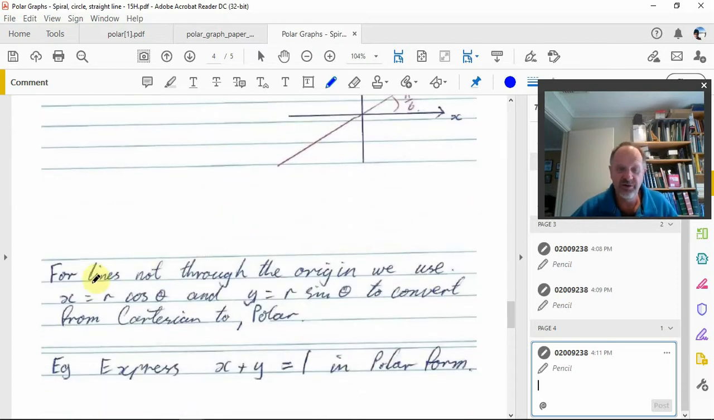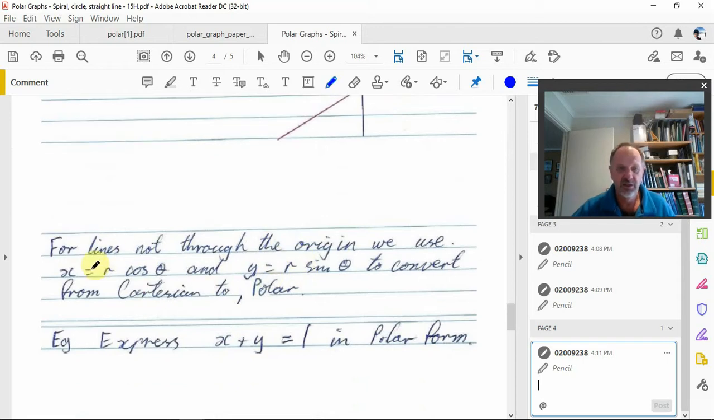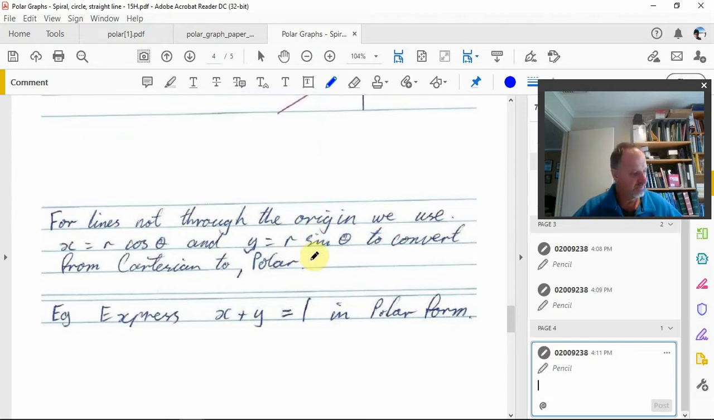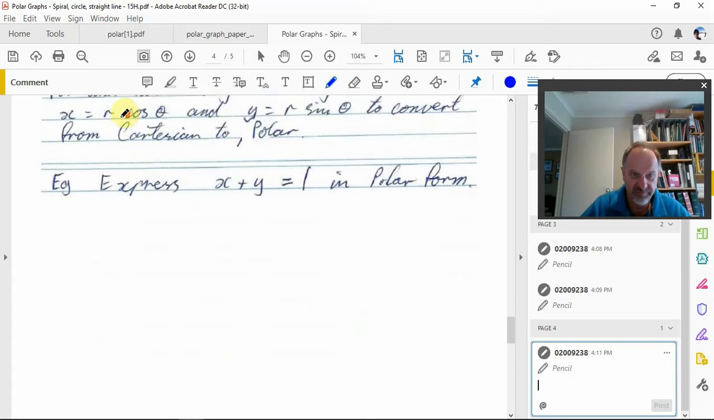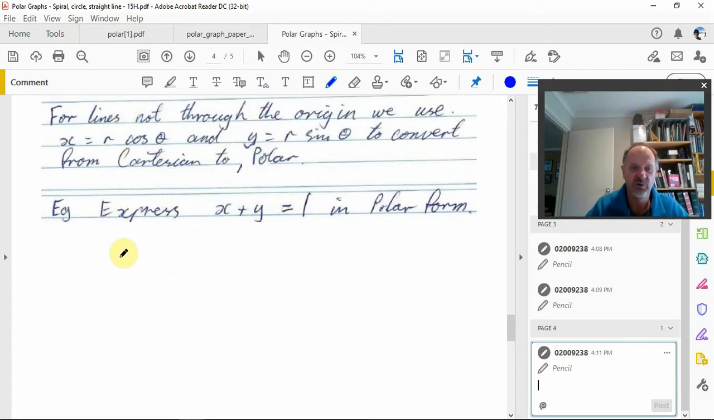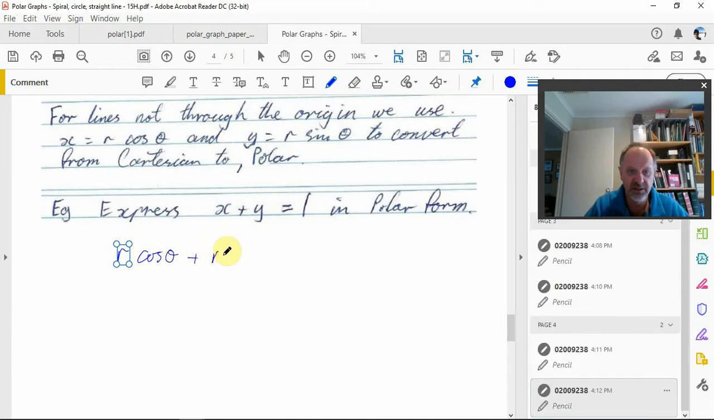For lines not through the origin, to get the polar equation we need to convert our Cartesian. Here we use x equals r cos theta and y equals r sine theta to convert Cartesian to polar. Take a look at an example. Express x plus y equals 1 in polar form. So we've got r cos theta plus r sine theta, and that equals 1.